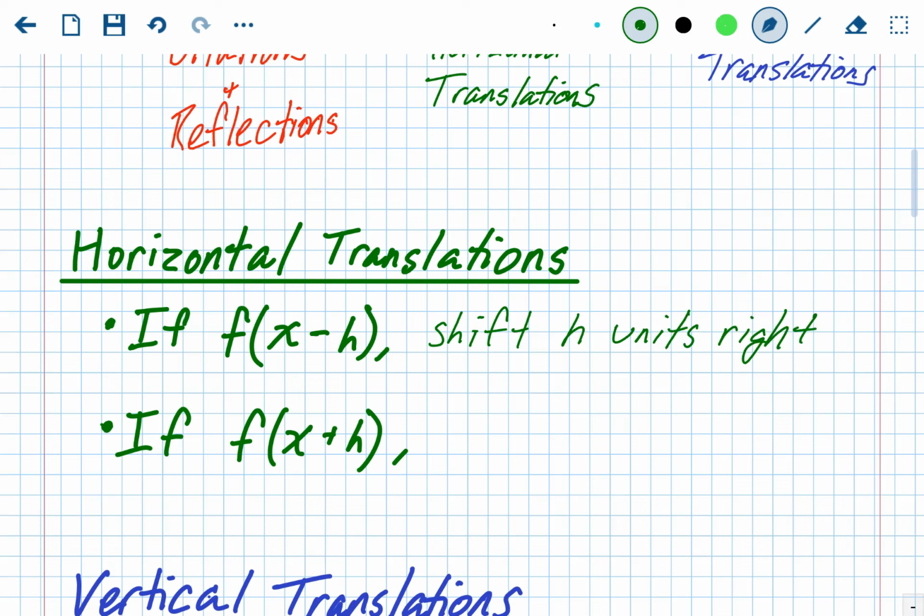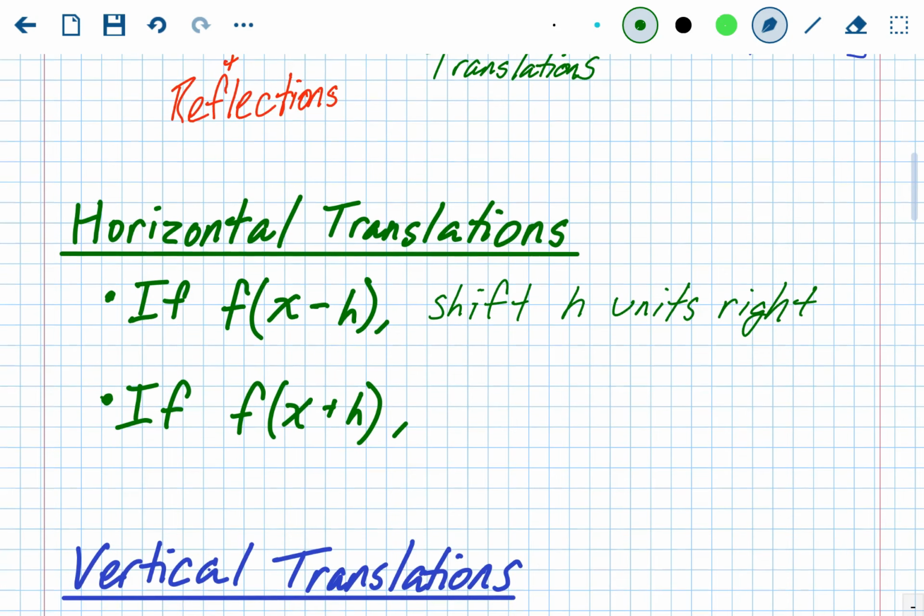Now, what does it shift? Well, it shifts every single point. So when we talk about parent functions, we talk about main points. And most of the time, those are the vertexes or the intercepts. So each of those points are going to move h units to the right if it's a minus h. If it's a plus h, your graph is going to shift h units to the left.